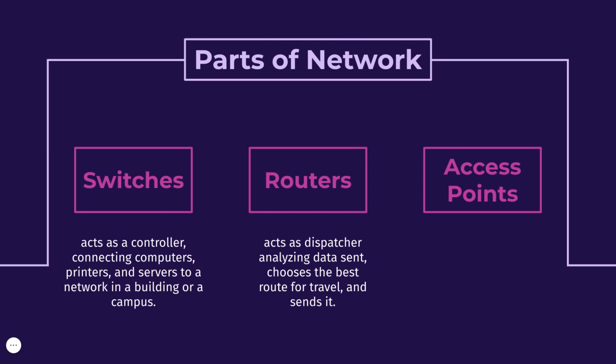The next device, a router, connects multiple networks together and acts as a dispatcher. They also connect computers on those networks to the internet. Routers enable all network computers to share a single internet connection, which saves money. It analyzes data being sent across the network, chooses the best route for data to travel, and sends it on its way. Routers can protect information from security threats and can even decide which computers receive priority over others.